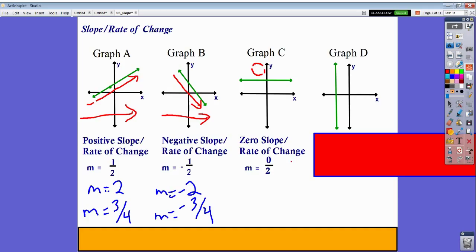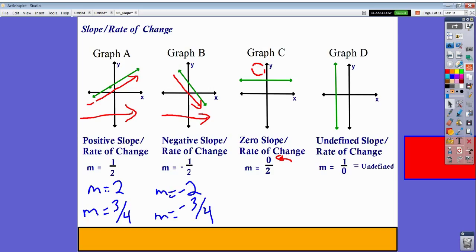Please note, if you're using the formula, you will get zero in the numerator. So if you get zero in the numerator, it is a zero slope. And so obviously graph D has to be our undefined slope or our undefined rate of change. And this occurs whenever you get zero in the denominator. Zero in the denominator is undefined. Zero in the numerator is zero. Please note, if you try and draw a zero on this line, the zero will just fall down. Therefore, it is undefined. So I hope these quick little graphics will help remind you of what these four graphs mean.